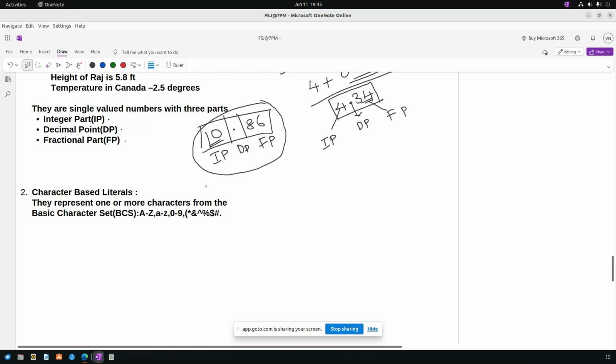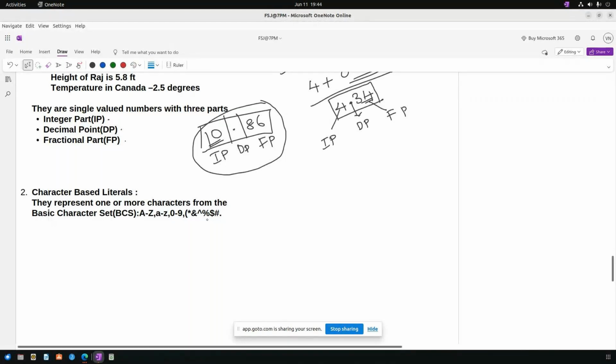So you might be looking at a 3-line program, 10-line program, 50-line program, 100-line program. The characters will be from here only. There will not be any special characters. All the characters will come from here only. So they represent one or more characters from the basic character set.